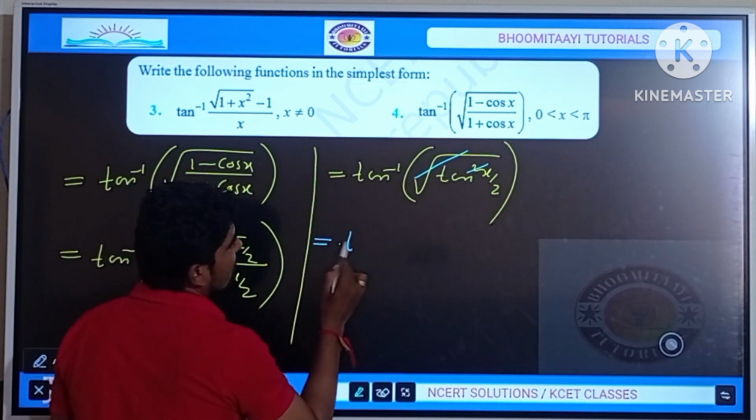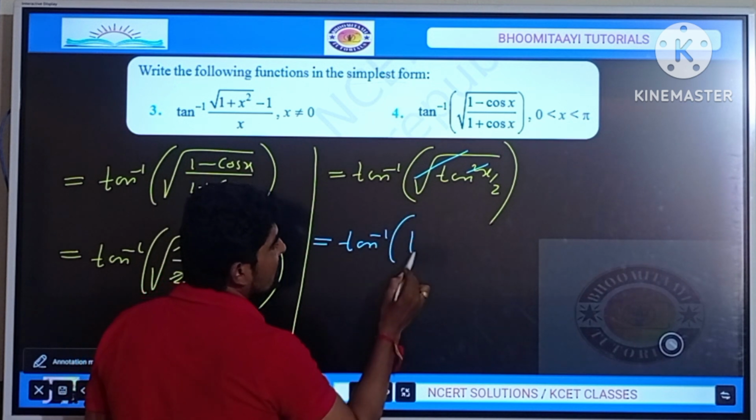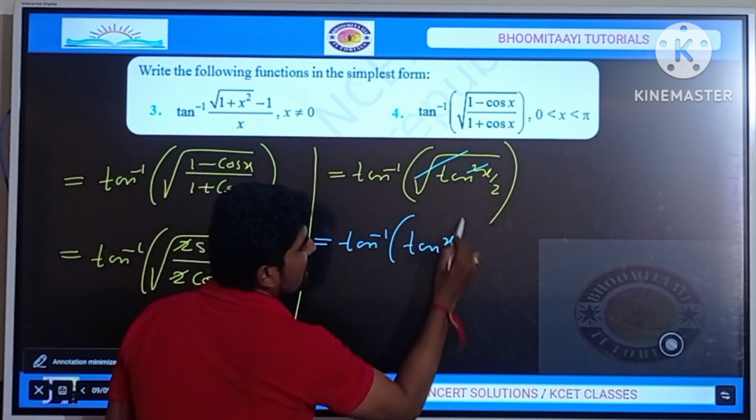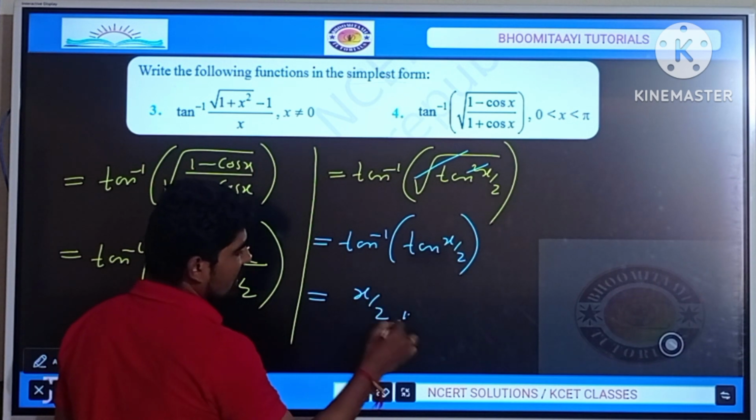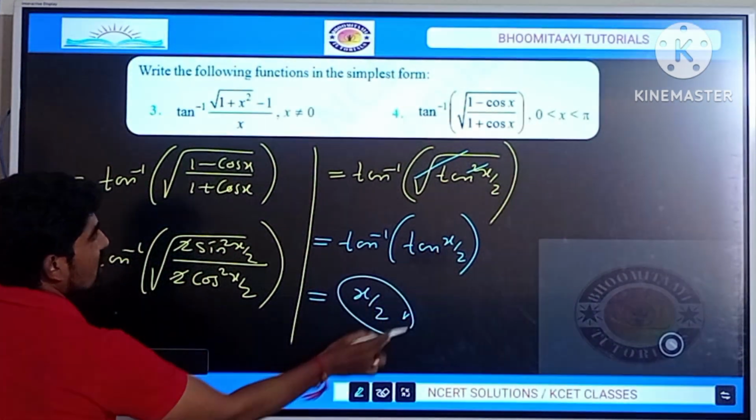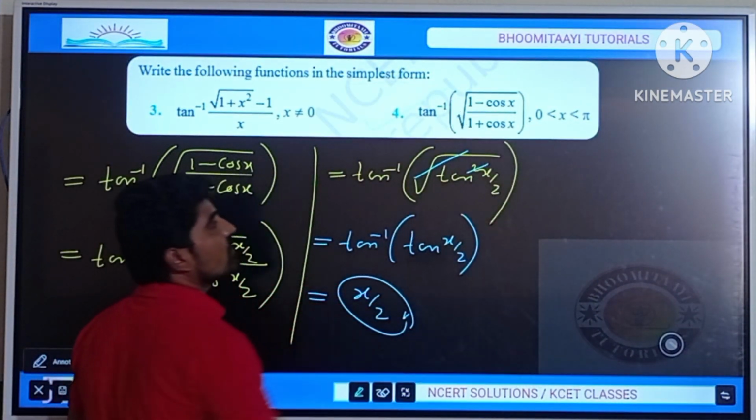What is the remaining thing? Tan inverse of tan x by 2. And by using the property, tan inverse of tan x by 2 is equal to x by 2. And this is the simplest form of the given fourth inverse trigonometric function.